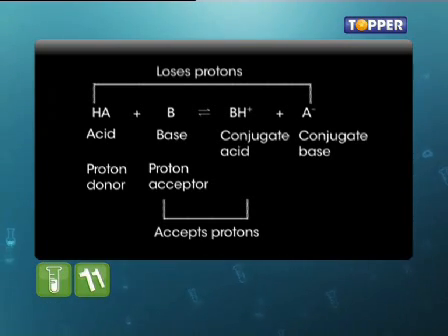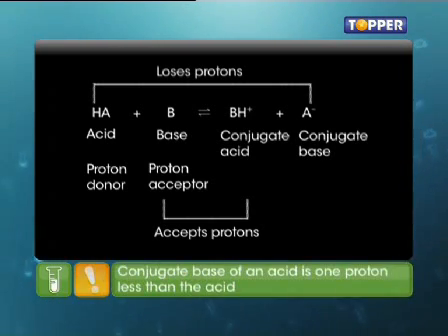Here, the acid-base pair of HA and A- differ by one proton. Hence, they are called a conjugate acid-base pair. Similarly, base B and BH+ also form a conjugate acid-base pair, where BH+ is the conjugate acid of base B. Acid-base reactions can easily be understood and expressed in terms of conjugate acid-base pairs, which differ by one proton.